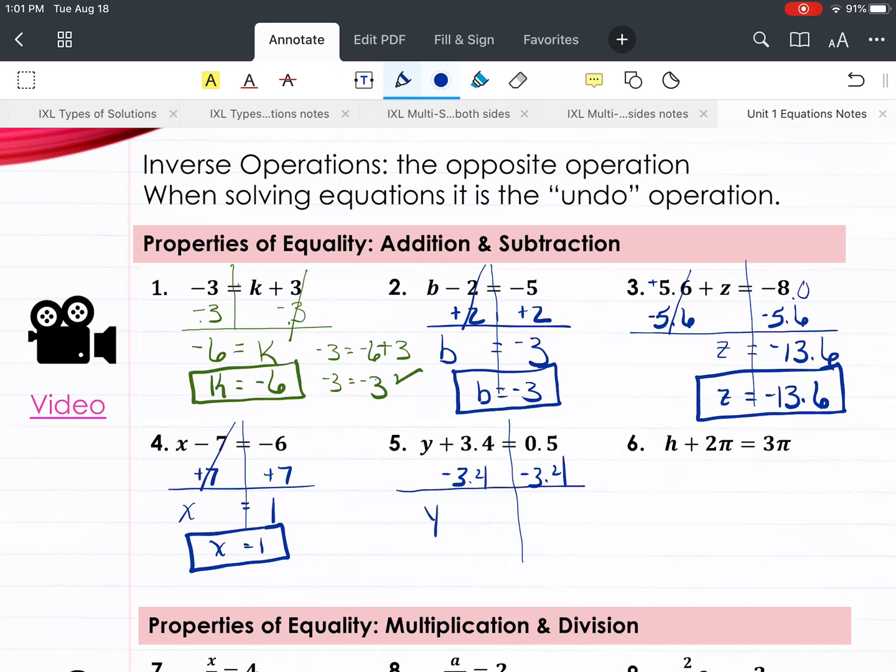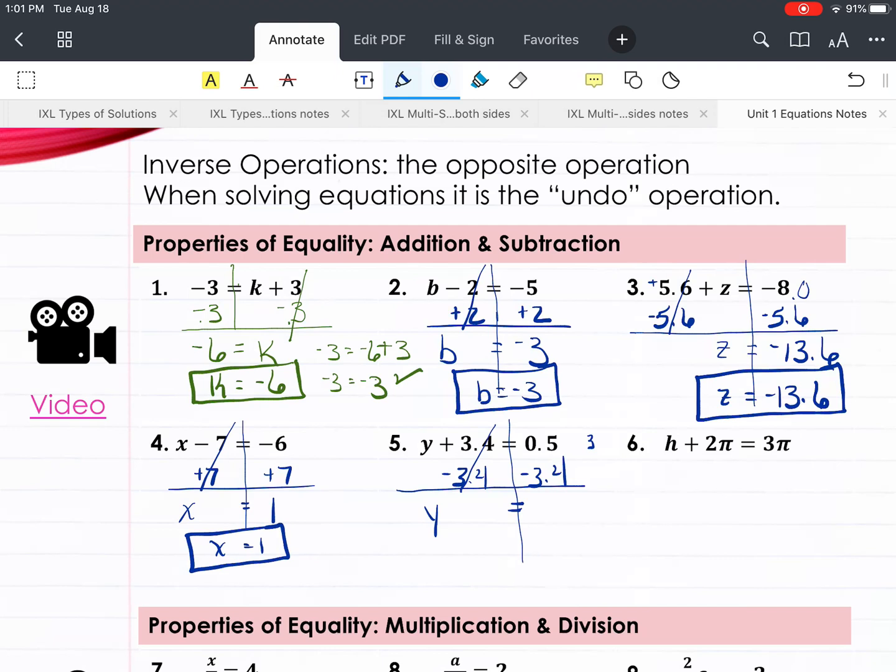My y comes straight down. Positive 3.4 and negative 3.4. As a mathematician, this is what I was undoing. So I'm going to go ahead and cross those off. Equals 0.5 and negative 3.4. So we're taking 0.5 and subtracting 3.4. Remember, those are different signs, a positive and a negative. So we would subtract 3.4 minus 0.5.